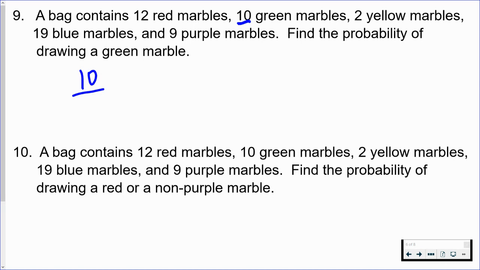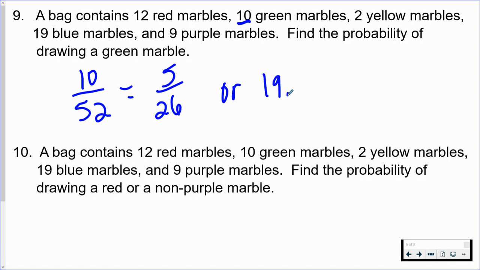So let's take a look. We've got 12, 10, 2, 19, and 9. So if we add those all up, what is that, 52? We could reduce that. 10 over 52 would reduce to, if we divide them both by 2, 5 over 26. And then as a percentage, that would be 19.231%. We'll move the decimal over 2 places.